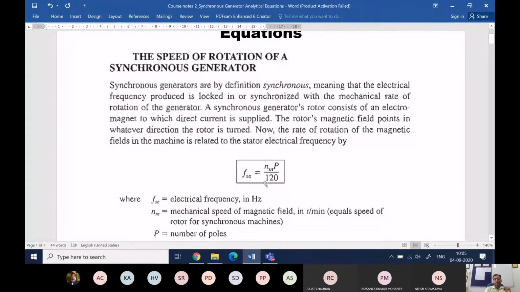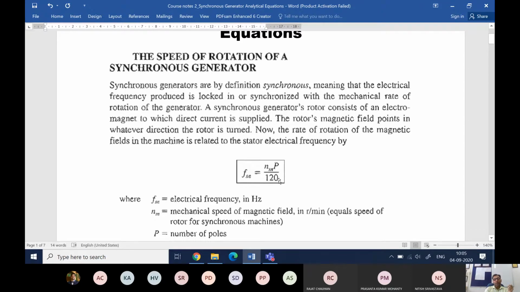Now here Nm is the mechanical speed of rotation. So it is the speed of the magnetic field. Conceptually it is the magnetic field, but in a synchronous generator, it is also equal to the speed of the rotor. The unit of Nm is revolutions per minute, RPM. And P is the number of poles in the machine.